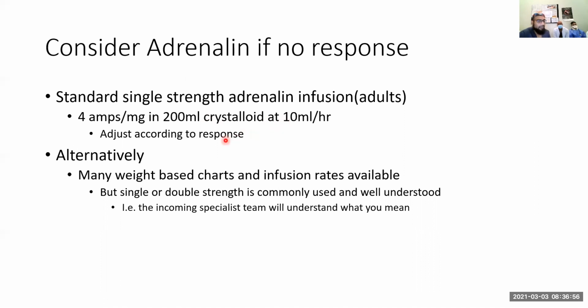There are weight-based charts, and lots of ways that you can give adrenaline. So it's really up to you if you choose to use one of the other methods. It's just that single strength and double strength are kind of well understood. You don't have to explain what you are doing when you tell somebody you're giving single strength adrenaline. By the same token, if you tell them you're giving double strength adrenaline, which is 8 amps instead of 4 amps, they will immediately understand what you are talking about.